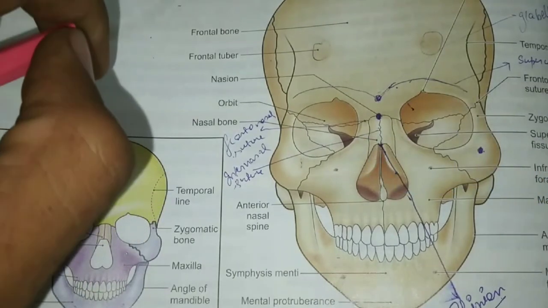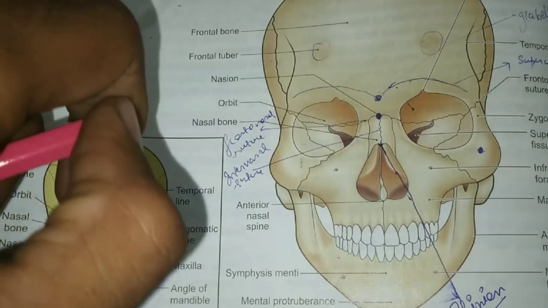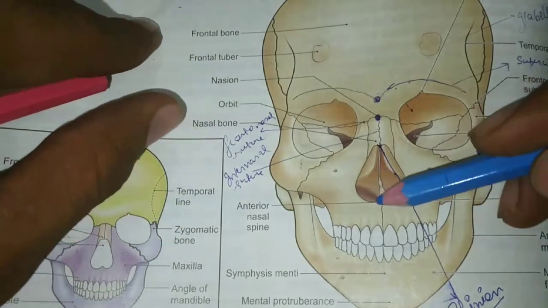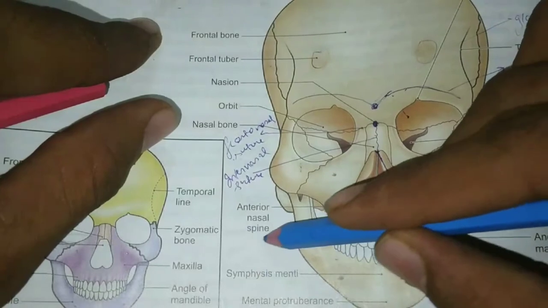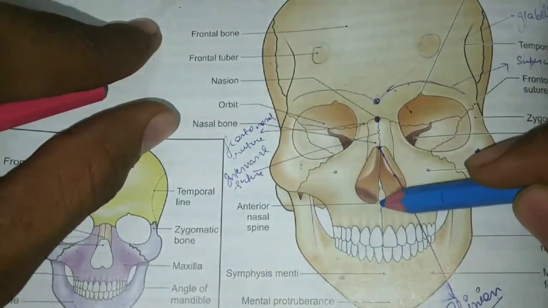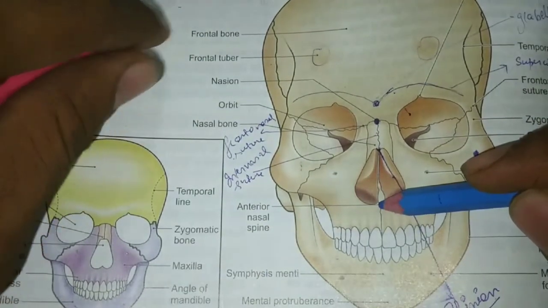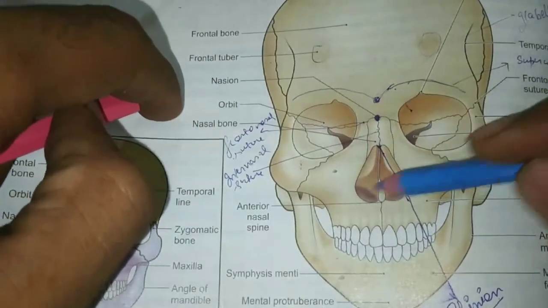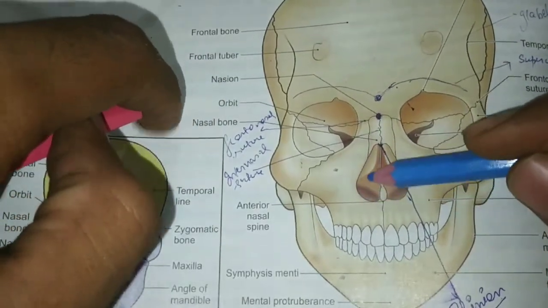Now coming to the second point, which is the anterior nasal spine. It is a sharp projection. It is present here. This one is the anterior nasal spine. It is present in the median plane of the nose, in the lower boundary of the pyriform aperture.